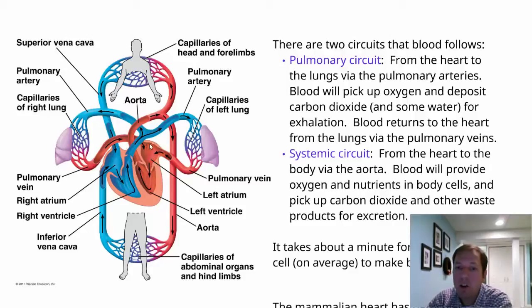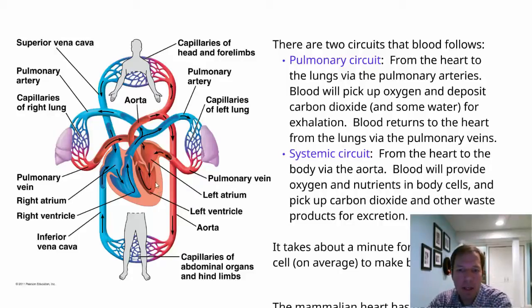Now notice an artery carries blood away from the heart, and a vein, the pulmonary vein, brings it back towards the heart. Again, it left from the right ventricle and it's brought back into the left atrium. The left atrium is going to collect that blood from the lungs that now is oxygenated, and now it's ready to go through the systemic circuit, which is going to go everywhere else in the body.